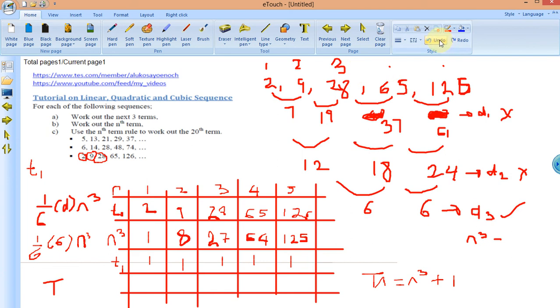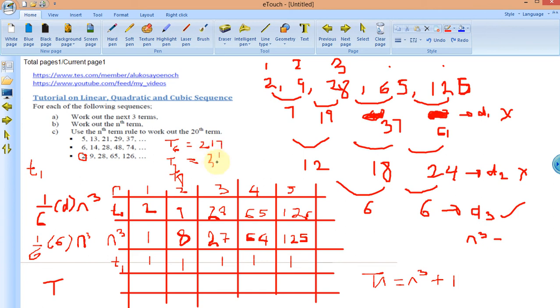Okay, so now let's go ahead with the next three terms. That will be T6, T7 and T8. I think that's going to be an easy one too. T6 is 6 raised to the power of 3 plus 1, and that gives me 217. Okay, so T7 will be 7 raised to the power of 3 plus 1. So just change this to 7, and that is 344.